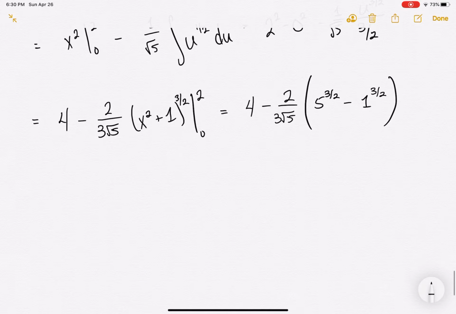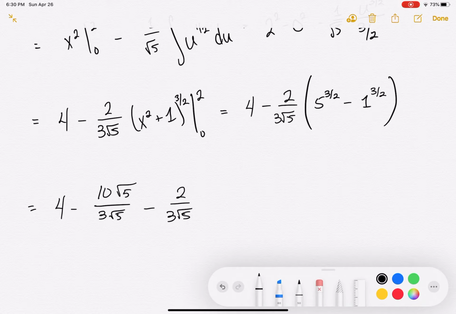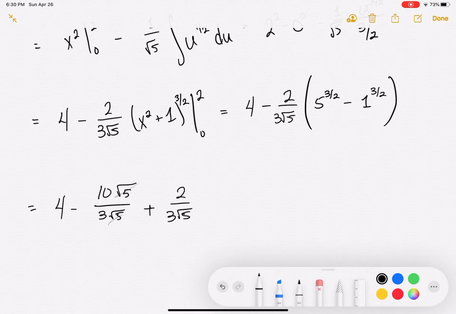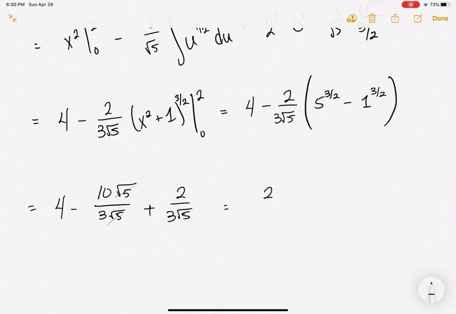And 5 to the 3/2, go ahead and use your calculator if you don't want to simplify that perfectly. 4 minus, it's really 10 root 5 over 3 root 5 minus 2 over 3 root 5. And this becomes a plus because I distribute my minus sign. Those cancel, and I get 4 minus 10/3. 4 is 12/3, so that gives me 2/3 plus 2/3.